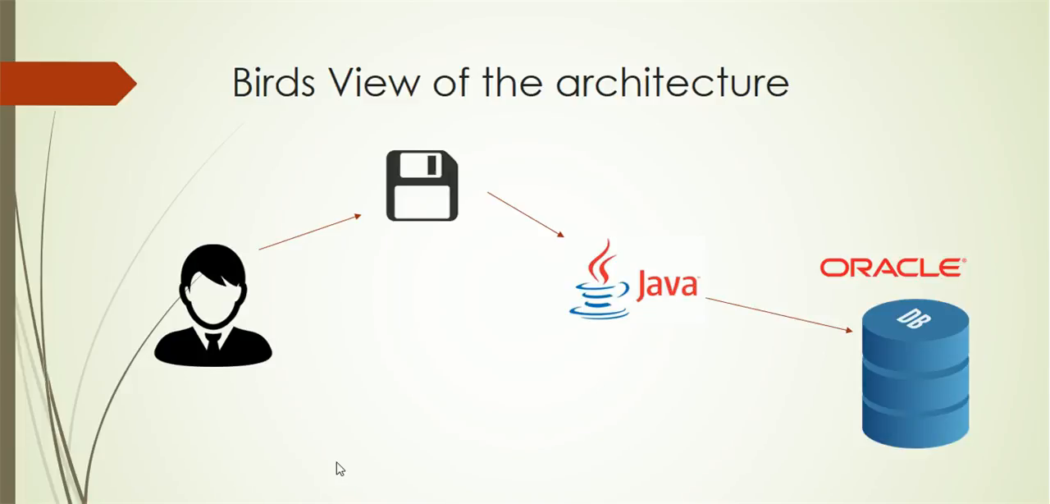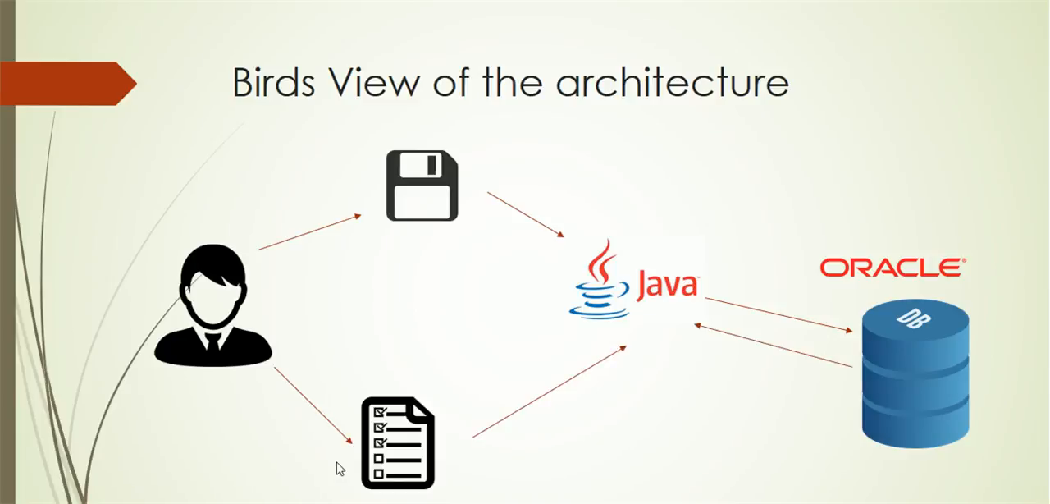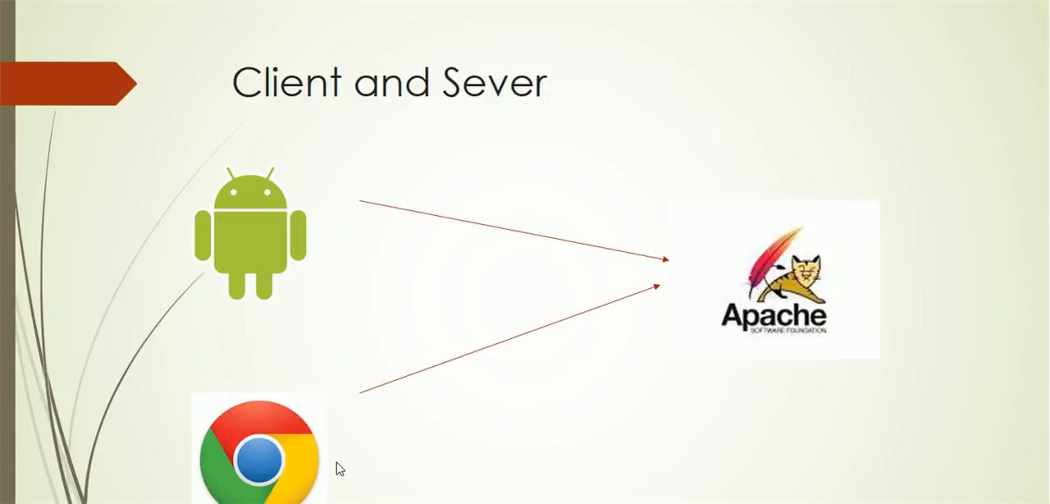Similarly, if he wants to see the results, he will request in the browser. The request is taken by our application, goes back to the database, gives the output back to the application, which we show it back to the user. So this is the overall architecture of how the application is going to work.